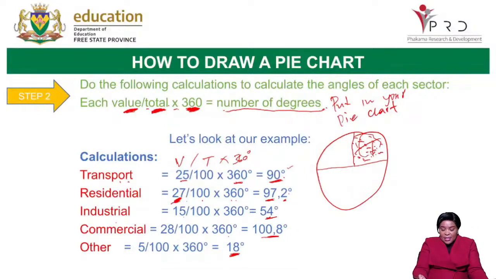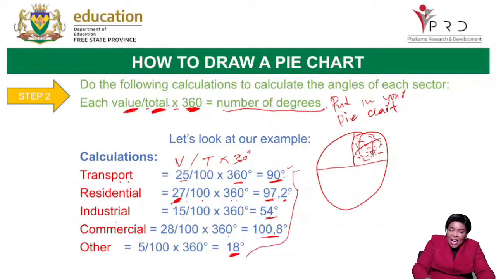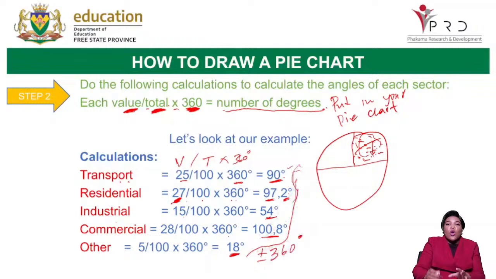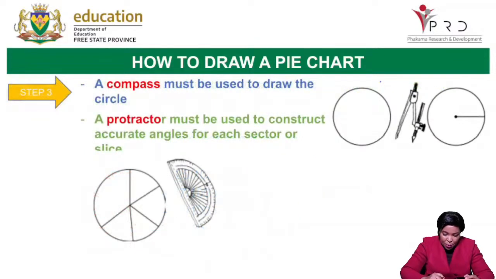To verify your answers, you can also take all of these angles and try to add them. They must give you plus or minus 360, because when you are doing calculations where there are decimals, you might find that you rounded off the number. Then you know that it is correct because the proportions will all fit into a pie. So let us check in our example.